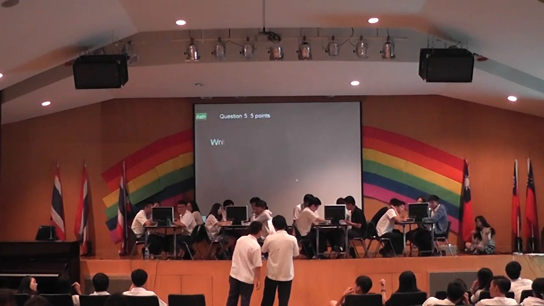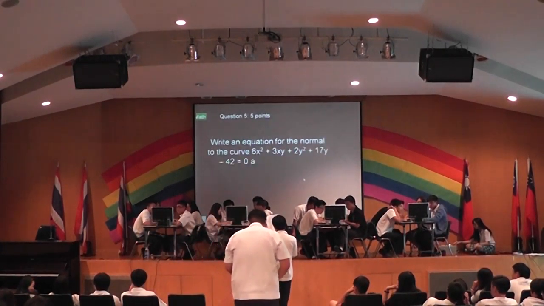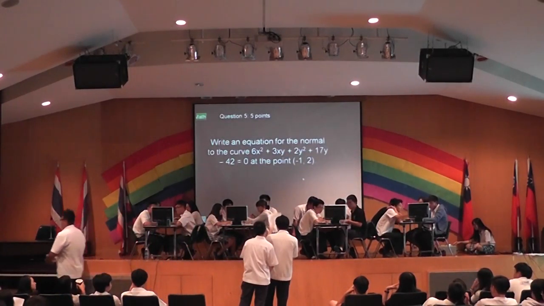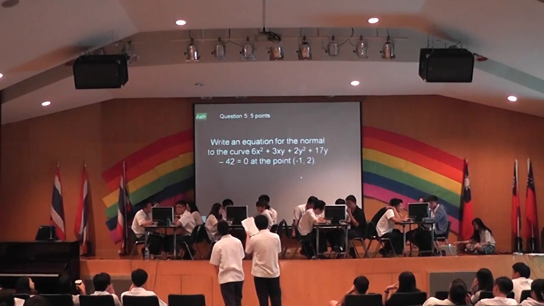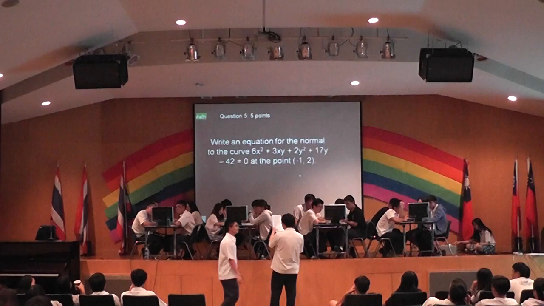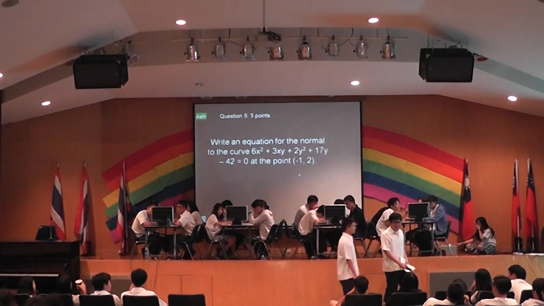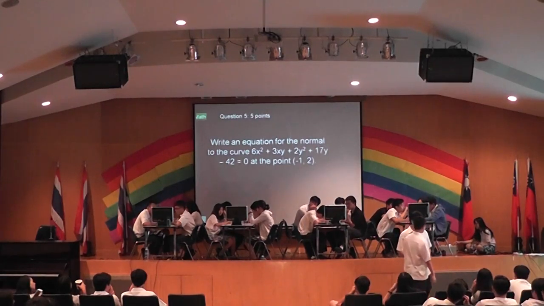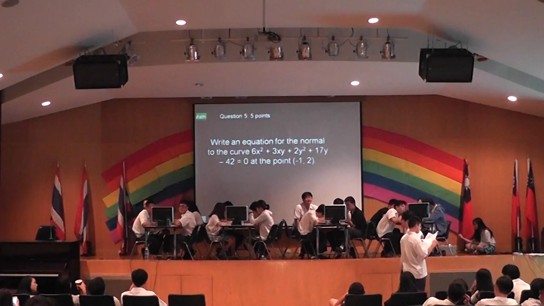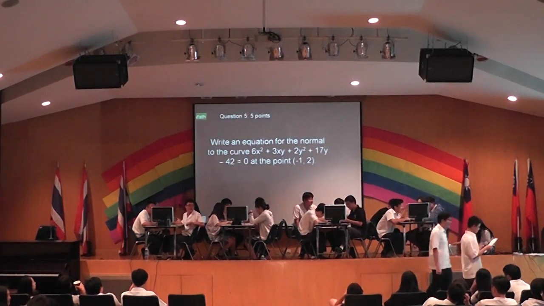Math 5. Write an equation for the normal line to the curve 6x^2 + 3xy + 2y^2 + 17y - 42 = 0 at the point (-1, 2). This is from Miss Kimmy. I give up.